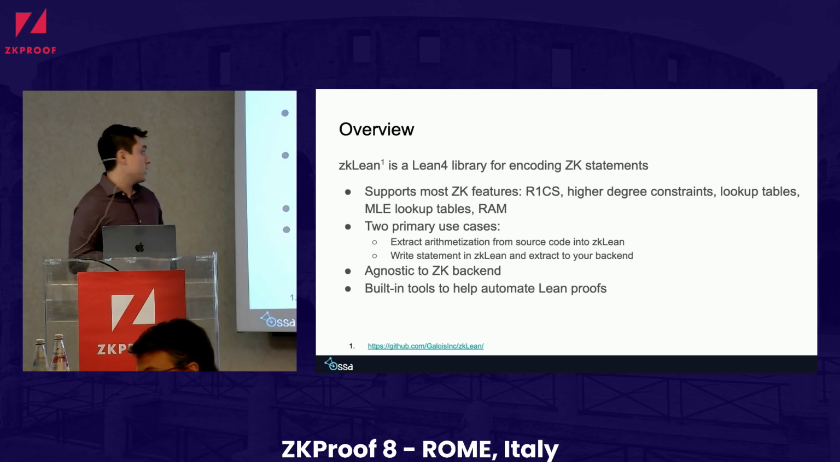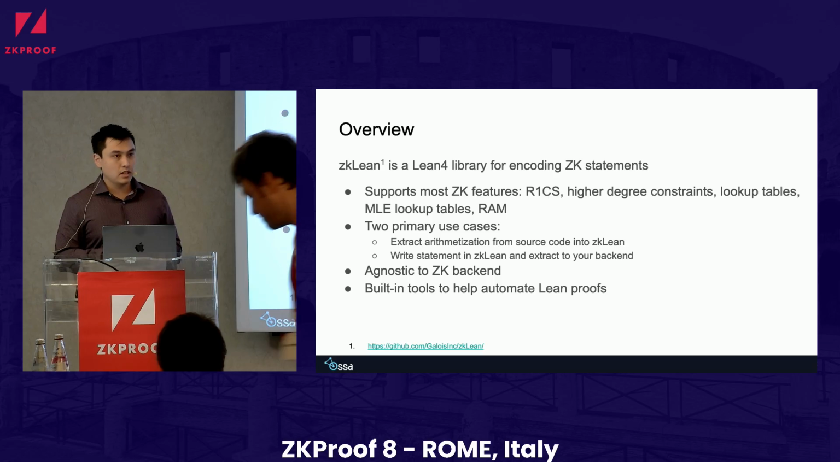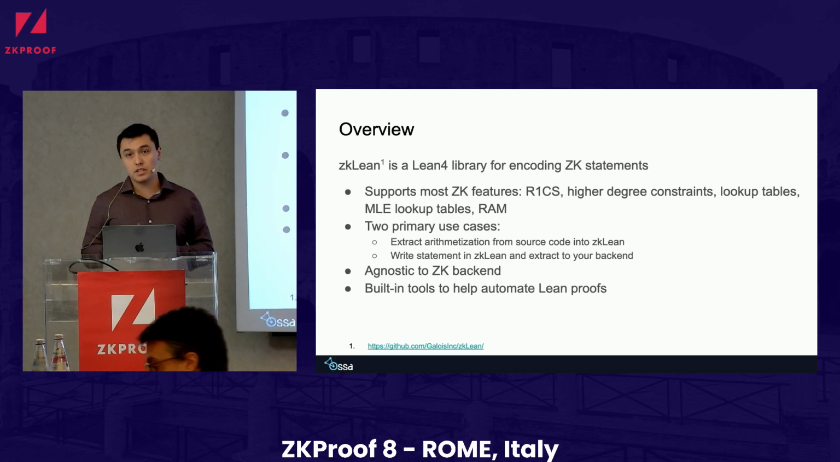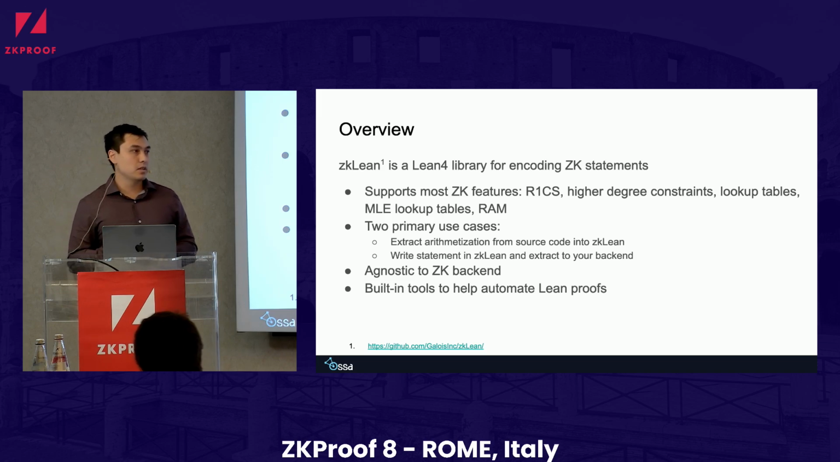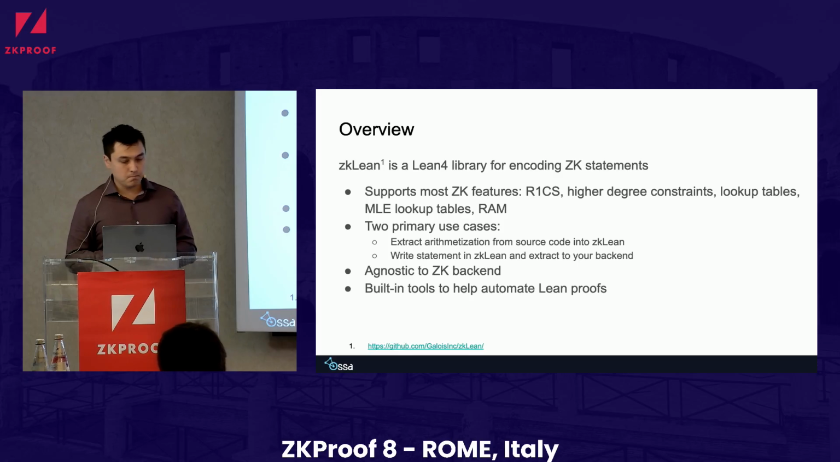zkLean itself is agnostic to the backend. We don't really care what proof system you use. And then proofs in Lean can be a bit tedious to do, depending on what you're proving. So we've implemented some tools to help automate this process. And there's the link to the repo if you want to check it out.